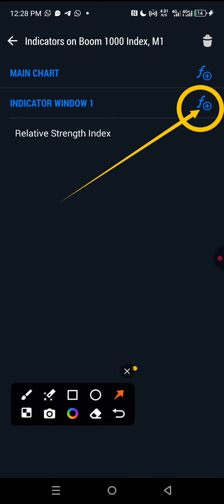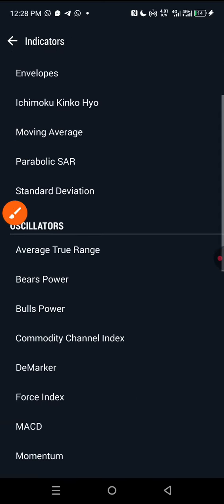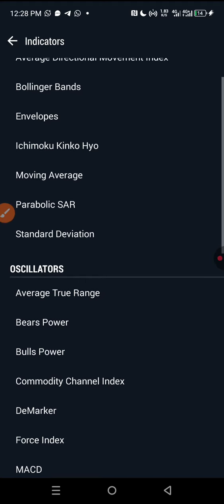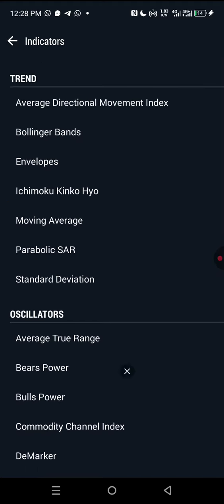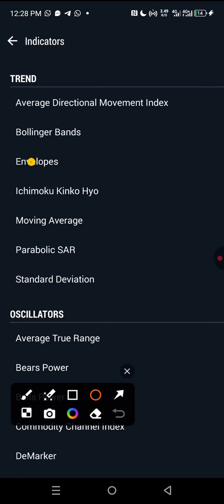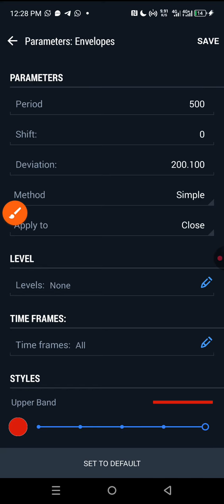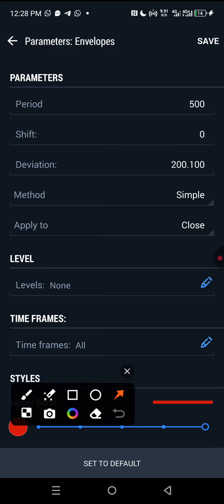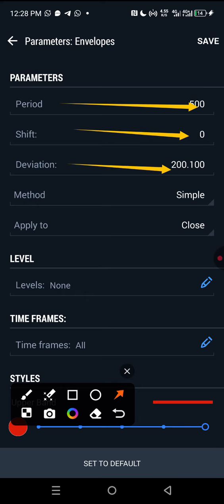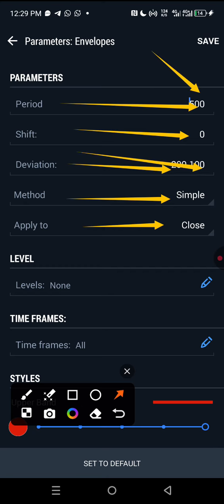All right, so as I click on this one, I'll move straight to add envelope. You see this envelope? So make your period, it will be on default by the time you get here, but once you come here, make this period 500. The shift should be 0, deviation should be 200.100, method should be simple. Apply to close. Remember, when you check, yours will not be containing 500. You are the one to edit it. Remove the number you see there and put 500. Then remove the number you see on deviation and put 200.100.